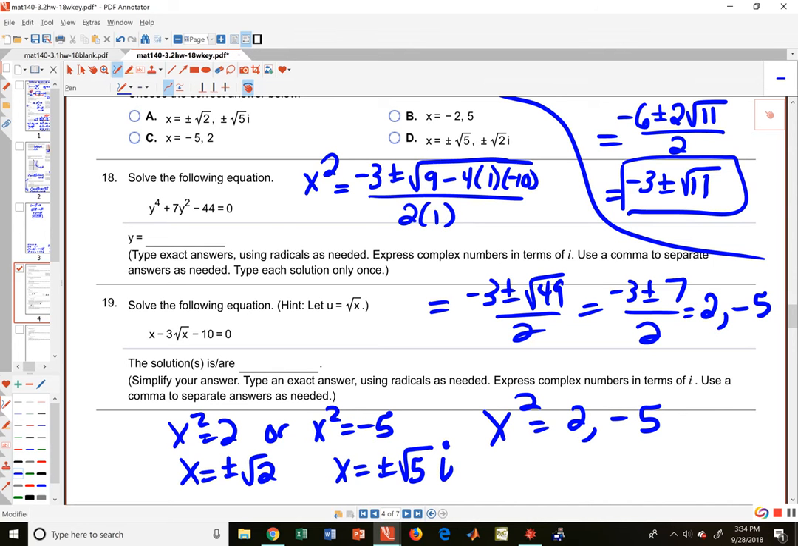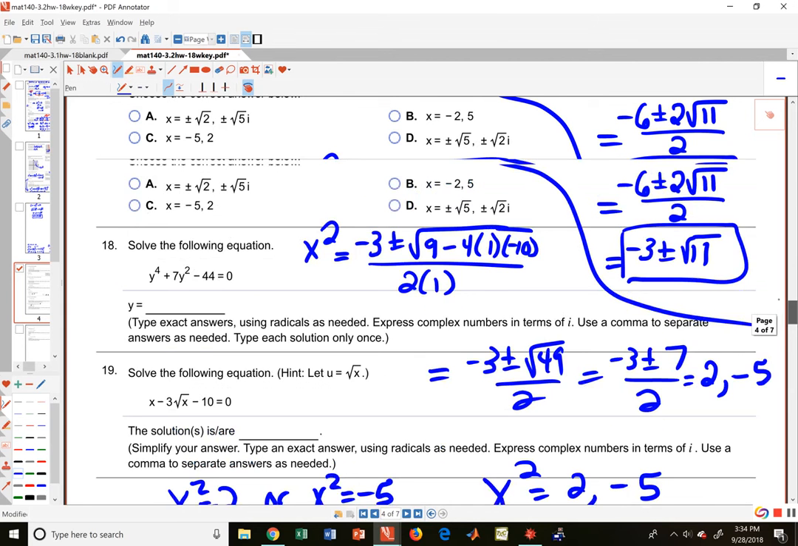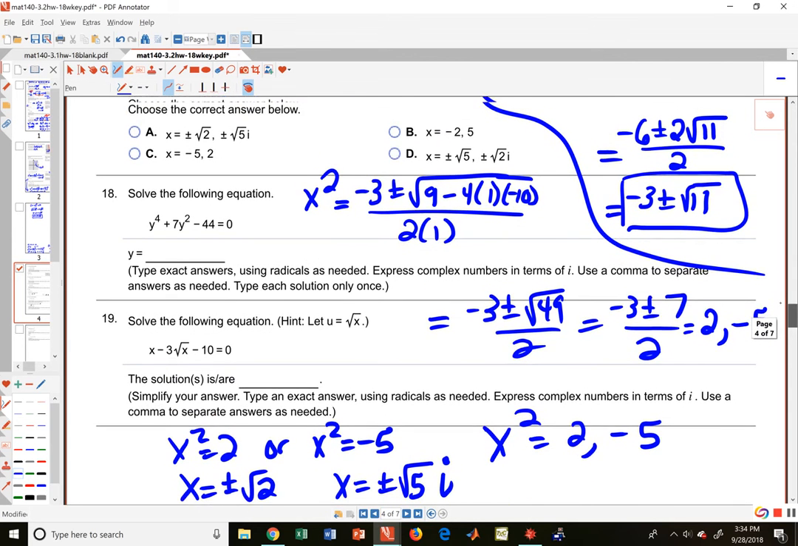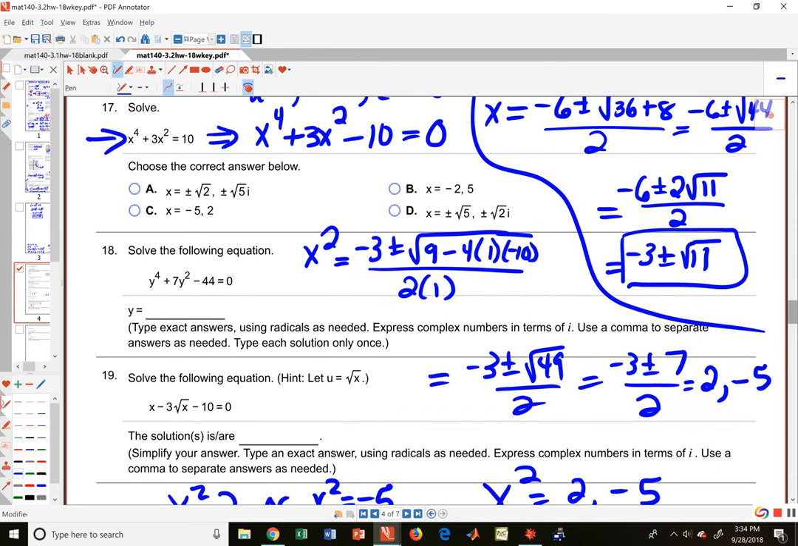Okay, be really careful. There are 4 answers to a quartic, and those are all the answers. Let's find the answers here. Plus or minus the square root of 2, plus or minus the square root of 5i. And we just did a really hard one with the quadratic formula.